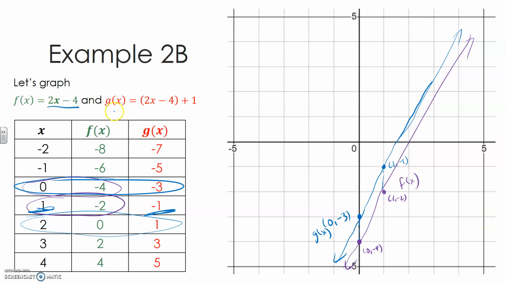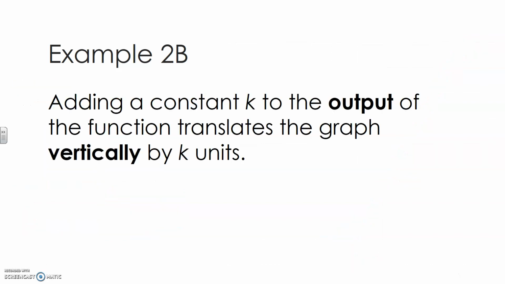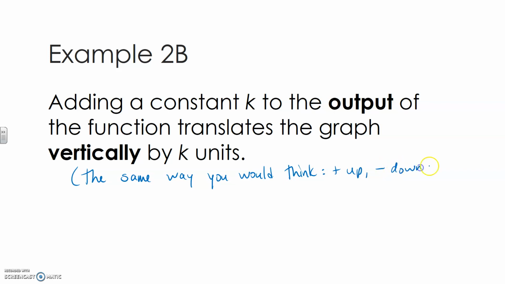And as you can see, the difference was we took the same function and added 1 on the end. What this shows us is that if we add or subtract something from the output, so on the end of the function, it shifts the graph up or down. Okay, so adding a constant k to the output of the function translates the graph vertically by k units. And the difference here is it's the same way you would think. So I was going to say it's opposite, but when it's vertical, it's the same way you would think, which means that if it's plus, it goes up, and if it's a minus, it's going to go down. So again, that's if we change the output.